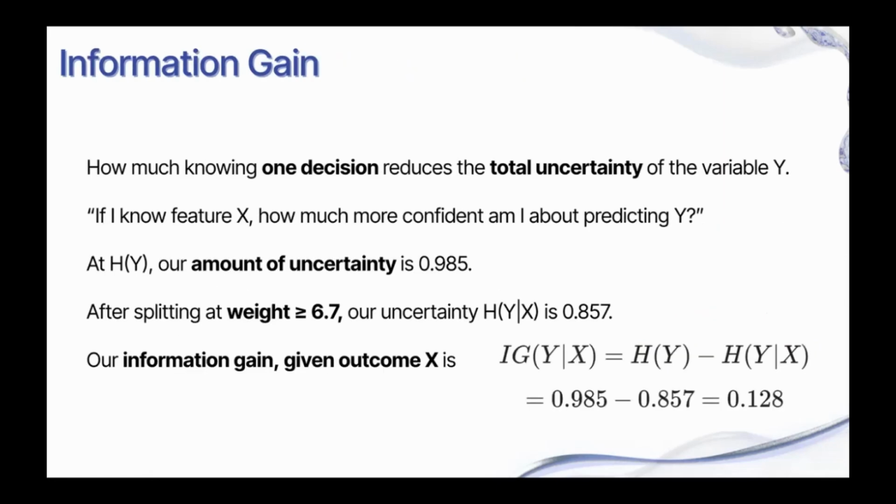Well, we are interested in knowing, when we make a decision, how much our uncertainty reduces. I'll repeat that: we want to know how much our uncertainty reduces after we make a decision, because we want to be more certain about something after we make a decision, or after we make a split. So we want to look at, if I know feature X, how much more confident am I in predicting this data set? I think the math will actually make you understand this more.